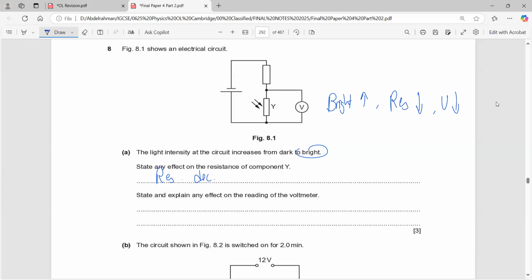State and explain any effect on the reading of the voltmeter. The reading on the voltmeter will also decrease. Why? Because the voltage is directly proportional to the resistance. Voltage decreases, so the reading decreases. Why? Because it's directly proportional to the resistance.